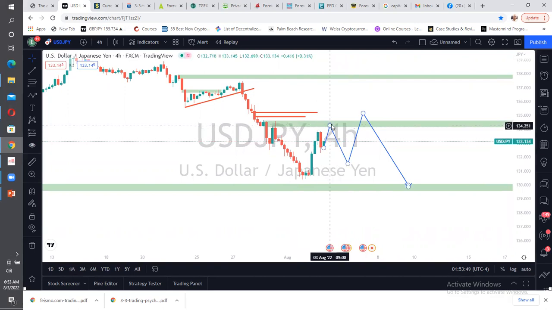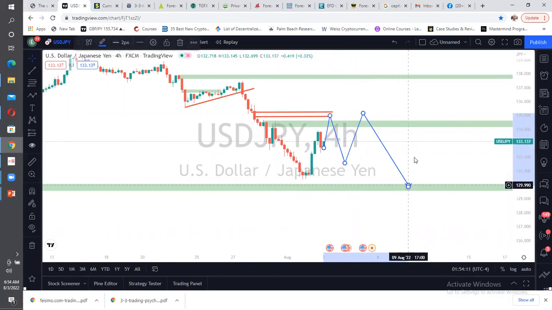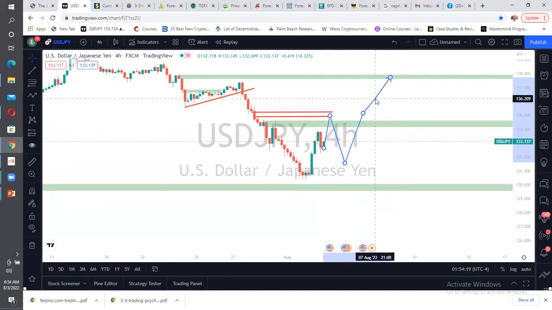But if they take it to this level first, after taking this to this level here, the next thing you'll see is this market will have to come back to this level. Now, if it comes back to this level, then it will continue going to the upside, which is this level here. This is what I'm expecting from this particular pair.